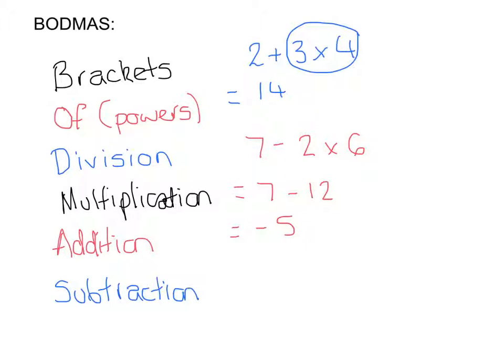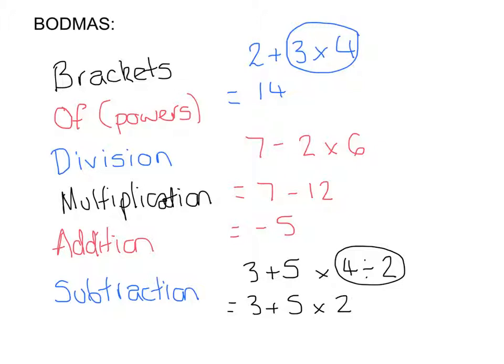Looking at another example then, if this time we have, let's say, 3 plus 5 times 4 divided by 2. Well, again, if we're going to use BODMAS correctly, the first thing we need to do is use division, which comes before multiplication, which comes before addition. So we have 4 divided by 2 first, which gives me 3 plus 5 times 2. That, of course, then gives me 3 plus 10, because I do multiplication next, which leaves me my final answer of 13.